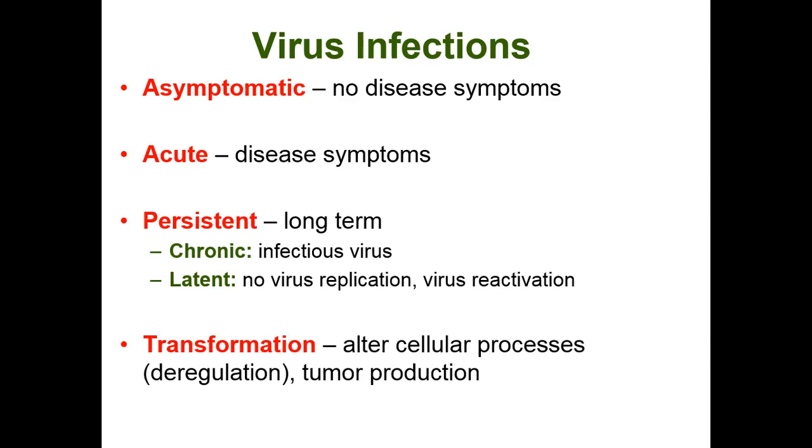And lastly, the last pattern of viral infection is transformation, where the virus comes in, integrates into the host cell genome and modifies host cellular processes. It basically modifies or deregulates normal host cell processes, such as changes in signal transduction pathways or changes in the dynamics of cell cycle regulation. This will result in the production of tumors.